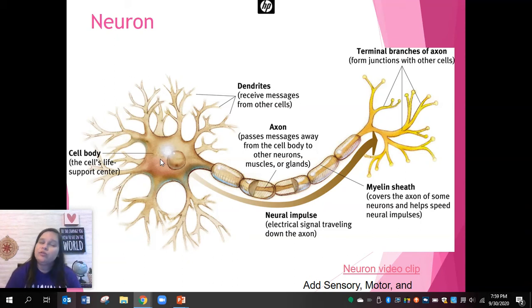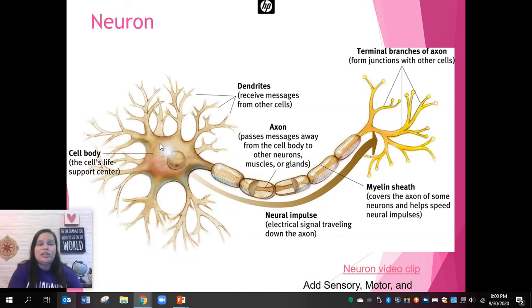But the cell body, we don't go into a whole lot of details about what's going on in there, other than that you just need to know that the nucleus is in there. It's the cell's life support center. This is where action potentials or neural impulses, they're the same thing, are generated. So there's definitely magic happening there inside the cell body.